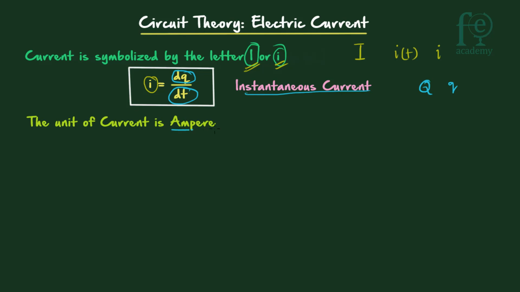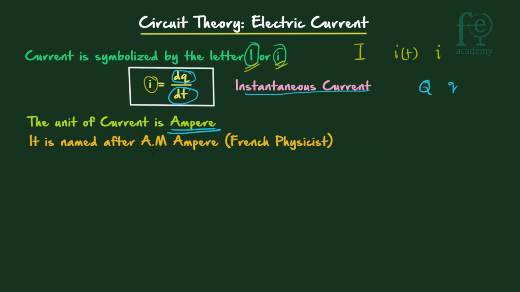The unit of current is ampere. We know that different quantities have different units, and the unit of current is ampere. We have already defined 1 ampere in the previous video. Consider we have a conductor like this, and this is the cross sectional area of the conductor. When 1 coulomb of charge is flowing through this cross sectional area in 1 second, then we say that there is 1 ampere current flowing through this conductor. That is how the ampere is defined.